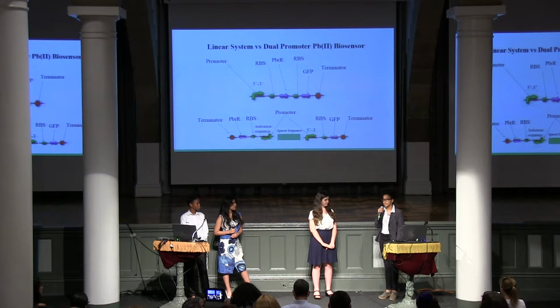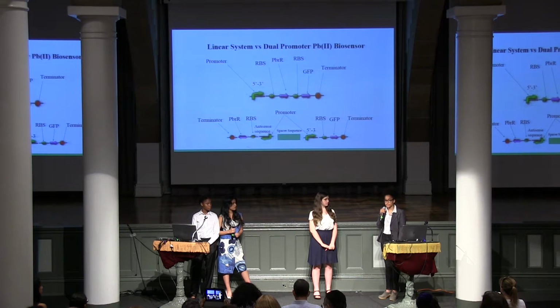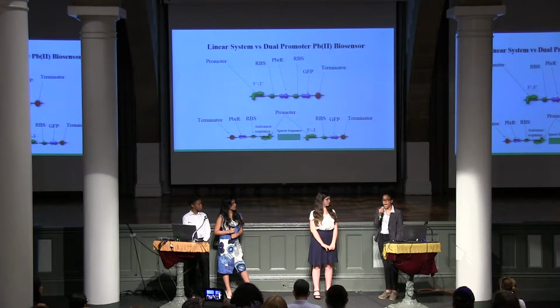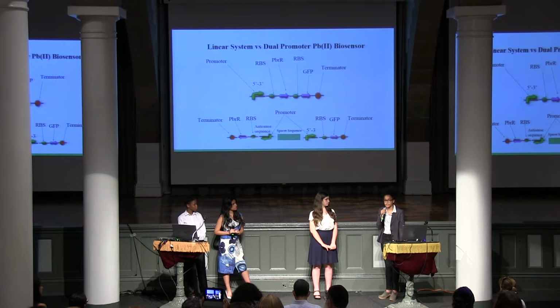And the dual promoter system addressed a major problem that our linear biosensor had, and that is that as the GFP was expressed, the PBRR was also expressed, and that created more repressor protein, which was then able to bind back to the promoter and operator, stopping further transcription of the system. So then you would need more lead to bind to that newly created repressor so that RNA polymerase could read the system and further transcribe GFP.